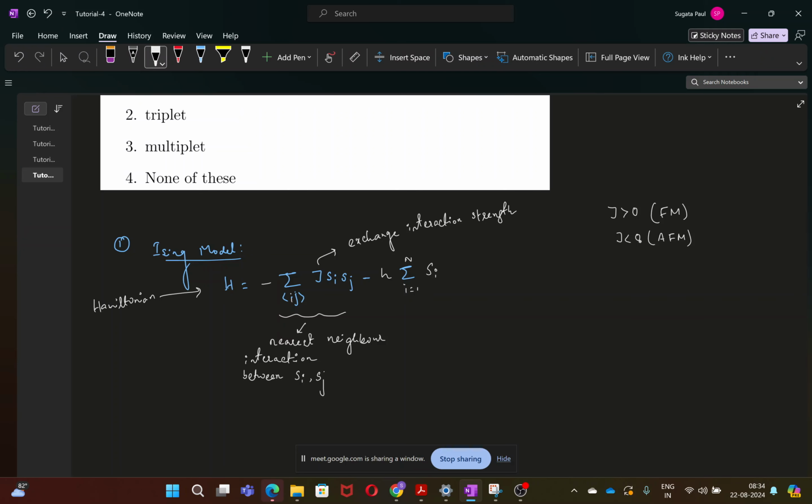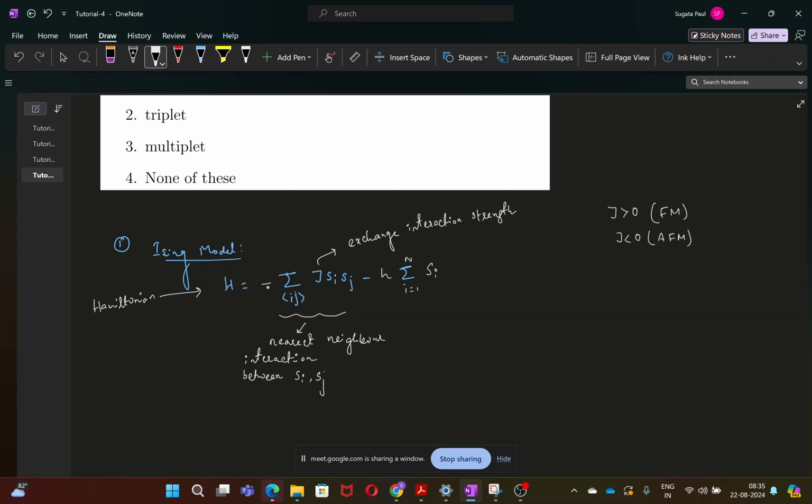Now, on the other hand, if you consider the case when J is less than 0, that is favorable only if the spins are anti-parallel to each other, or the system is antiferromagnetic, because then only we can get a lowest or minimum energy state. If the spins are anti-parallel, Si and Sj will have opposite signs to each other. That means if one is plus one or up spin, then the other will most definitely be minus one or down spin. So their product will always be minus one.